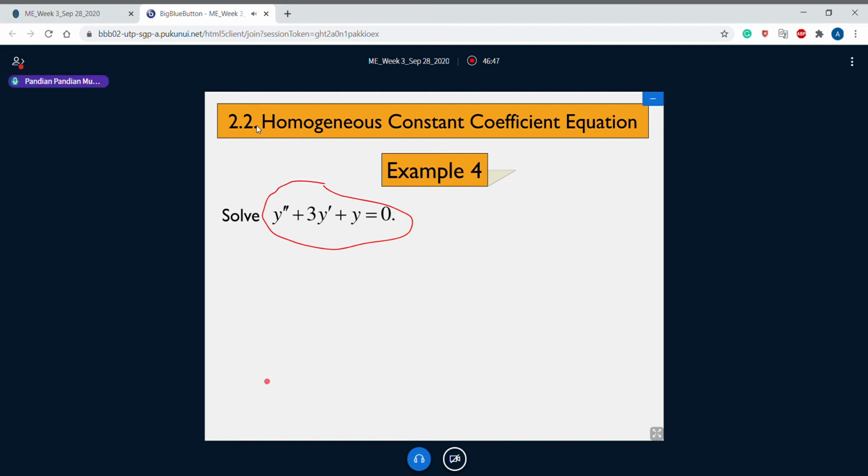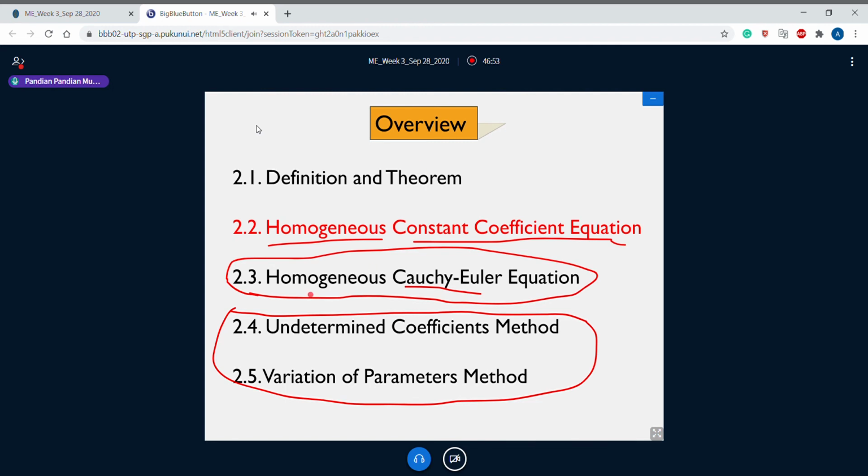So now we're going to upload the second one, 2.3. Yeah? So I'm going to upload 2.3.